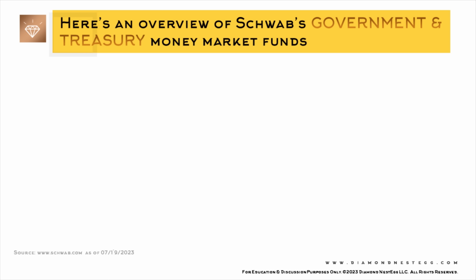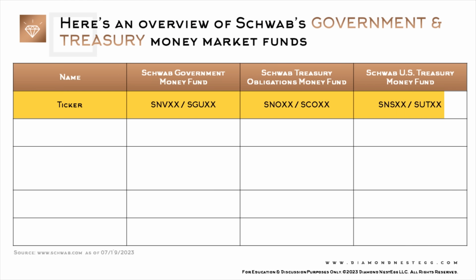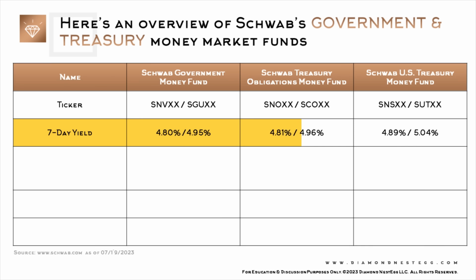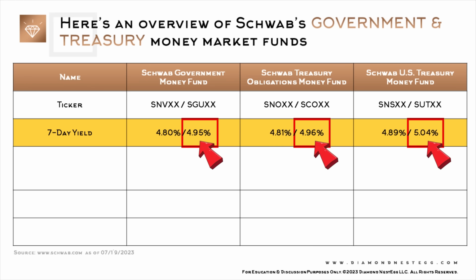Here's an overview of Schwab's government and Treasury money market funds. This row shows the name of the money market fund. This row shows the ticker symbols. The first one is the investor share class with a slightly lower yield and no minimum initial investment. The second one is the ultra share class with a slightly higher yield and a minimum initial investment of $1 million. This row shows the 7-day yield for each fund at the time of this taping.